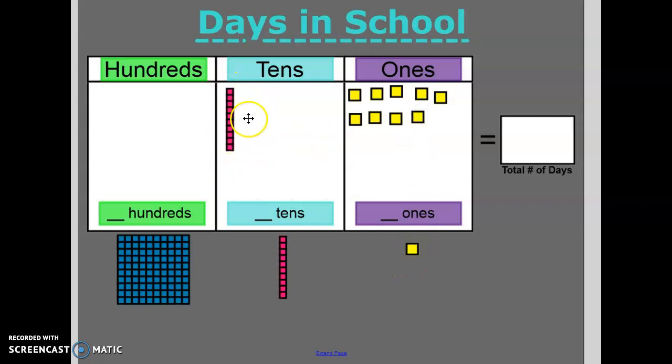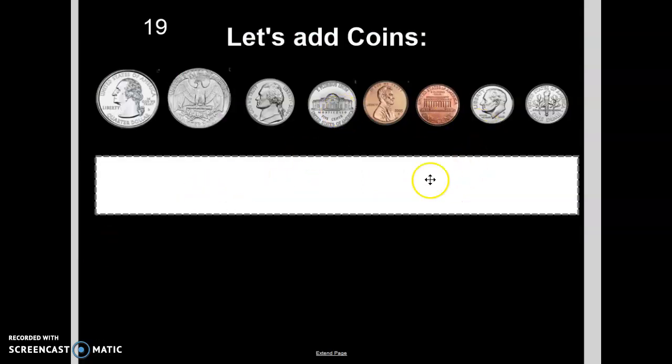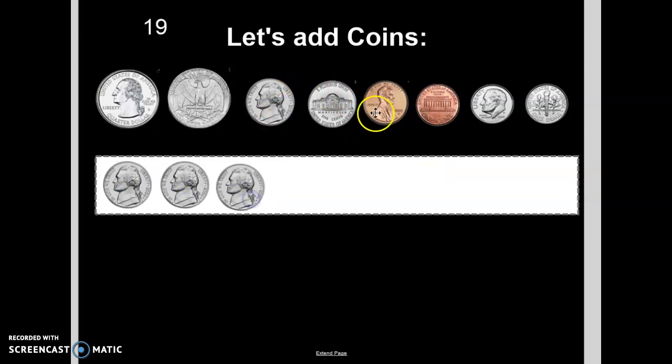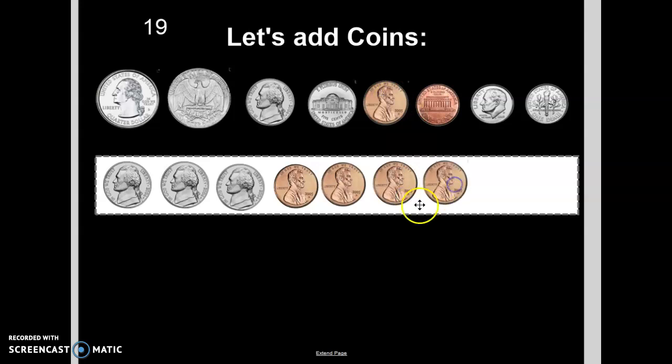Alright, yesterday we had been at school 18 days, 18 plus one more. I know this rod represents 10. It's one group of 10. And I know I have 9 units, which makes 19 days. Let's make 19 cents. I'm going to make it a different way. 5, 10, 15, 16, 17, 18, 19.